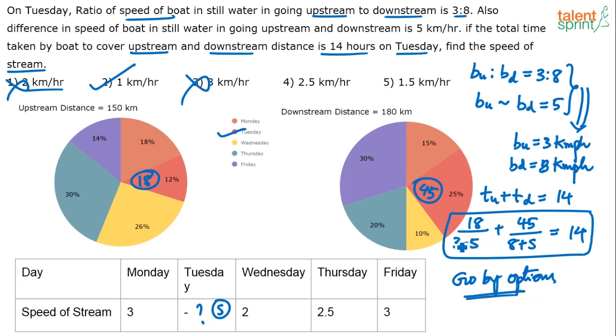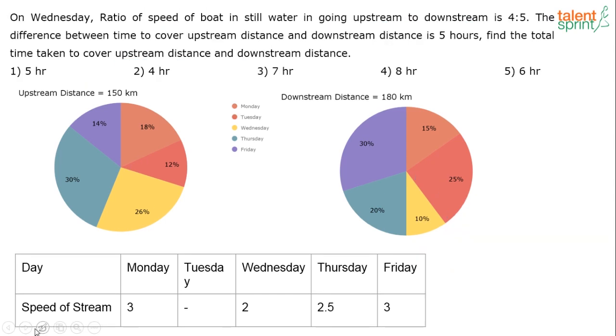1 kilometer per hour. So 3 minus 1 is 2, 8 plus 1 is 9. 18 by 2 is 9, 45 by 9 is 5. 9 plus 5 is 14. Satisfies. So option 2. Okay. Next question on your screens now.